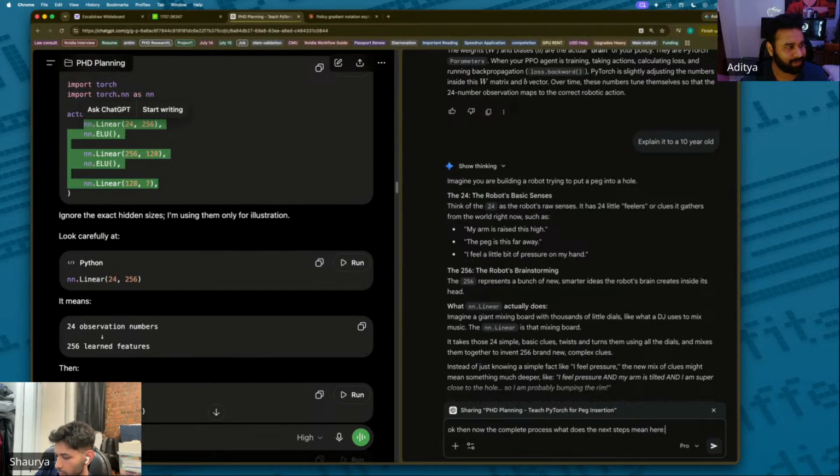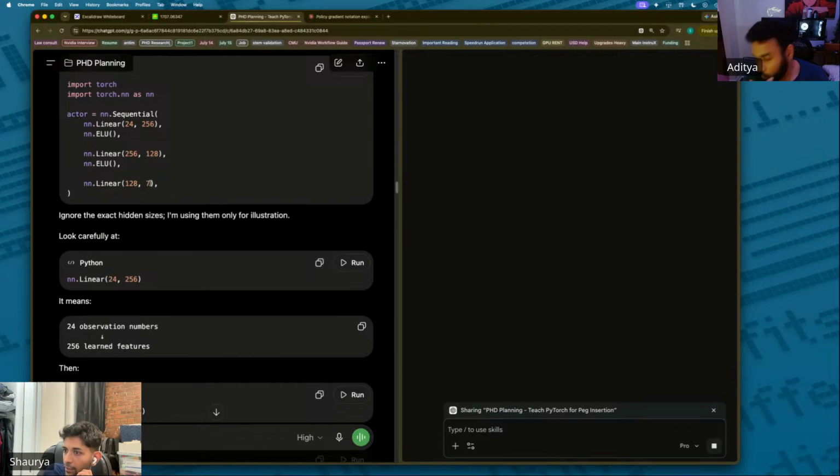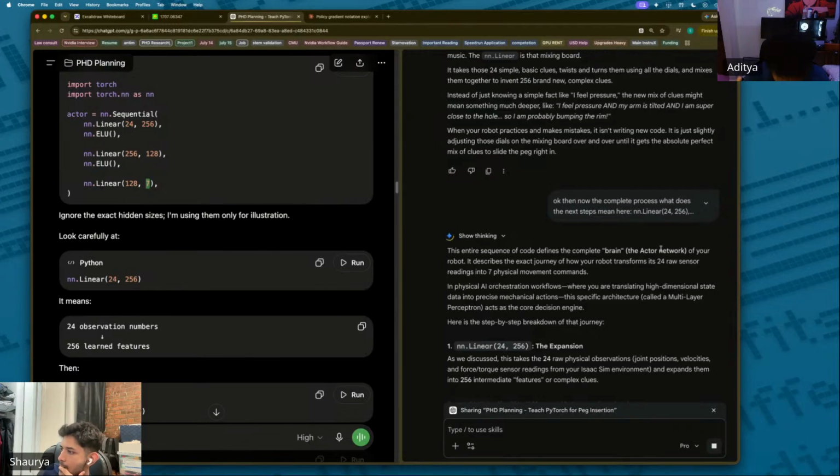I think I understand what's going on now. So we received the 24 observations, and then at the end we give out seven numbers again from that neural network. It transforms its 24 raw sensor readings into seven physical movement commands. I see. Now I understand.